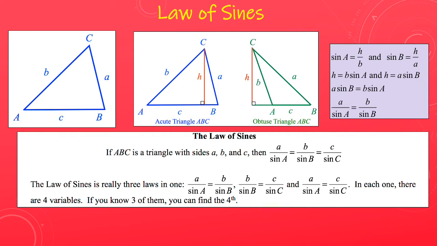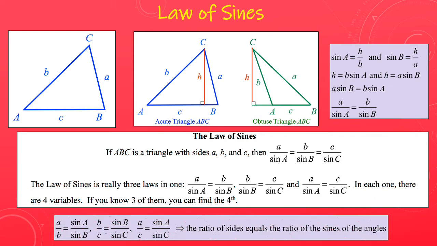So the law of sines is really 3 laws in one. Little a over sine A is equal to little b over sine B. Little b over sine B is equal to little c over sine C. And little a over sine A is equal to little c over sine C. In each one, there are 4 variables. If you know 3 of them, you can find the 4th.